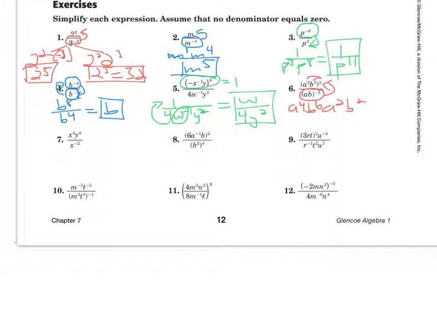Now I can combine things that have the same base. So a to the 4 plus 2 powers, a to the 6th, and b to the 8th.